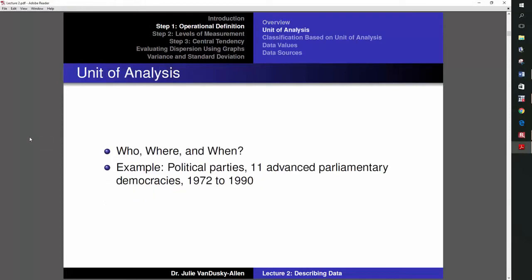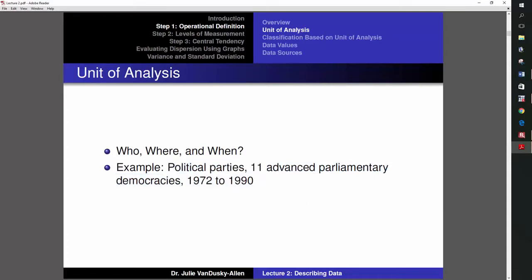First, the unit of analysis just tells us who the subjects are in our study. It tells us who or what they are, where they live, and when they existed. Our subjects could be individuals, or states, or even legislatures or parties. We can focus on subjects in 1 year or many years. For example, if we are going to collect data on parties' candidate selection procedures, we could collect data on political parties in 11 advanced parliamentary democracies from 1972 to 1990. This would be the candidate selection variable's unit of analysis.